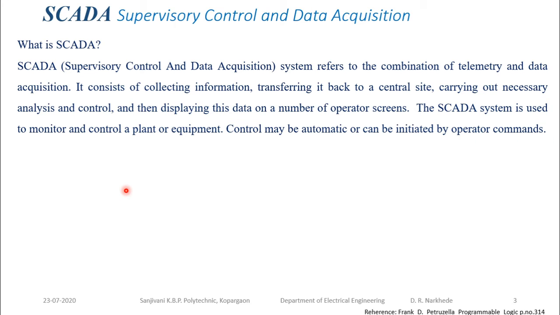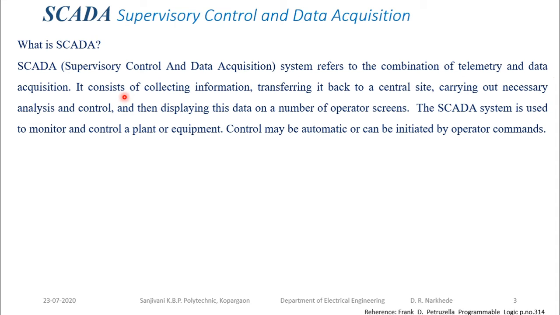So basically what happens in SCADA, it is a combination of telemetry and data acquisition. Telemetry stands for the transmission of signals by using certain media, say mobile, or it may be a wired telephone network, something like that, through which you are going to transmit the signal from machinery to the central server, and we are going to acquire the data from the machinery with the help of sensors.